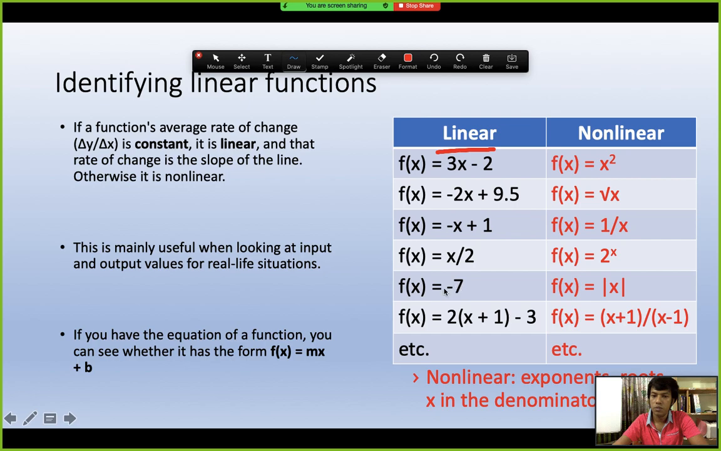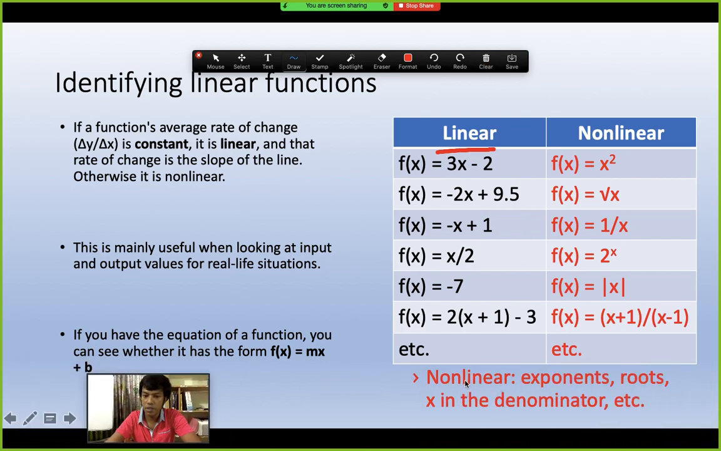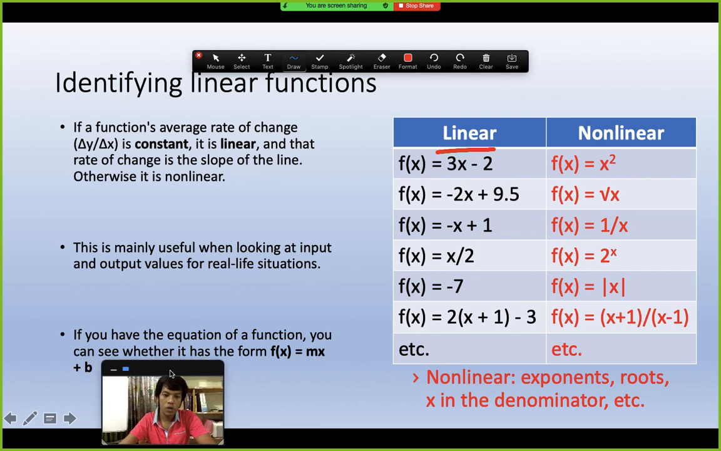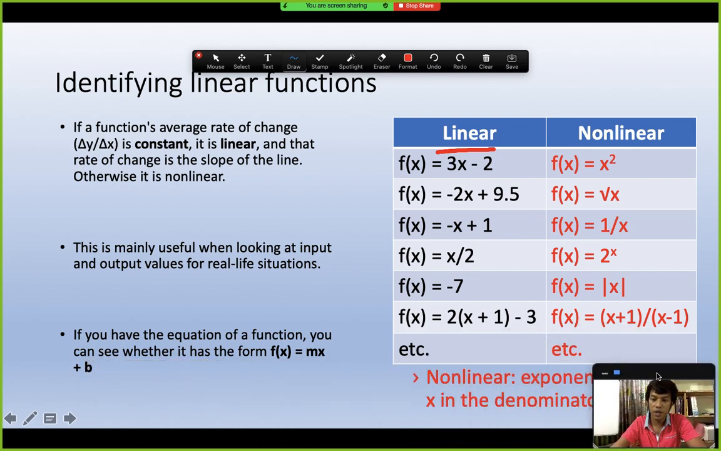This is y equals minus 7, which is actually a horizontal line if you recap it from your previous lesson. And non-linear is this, as I said. Non-linear means there will be exponents, roots, x in the denominator, etc. If you draw the graph, it will not be a line. It will be some curve, some zigzag, something curved.